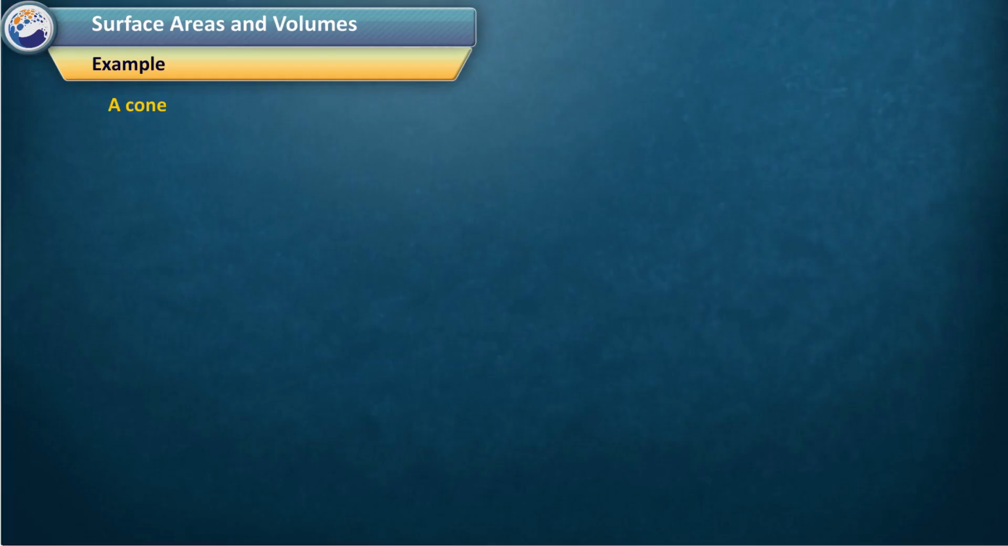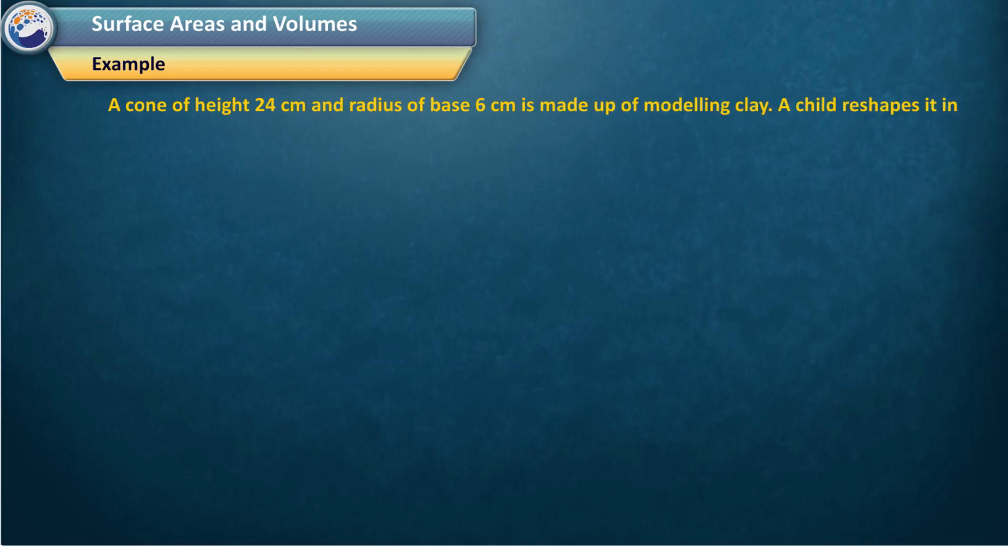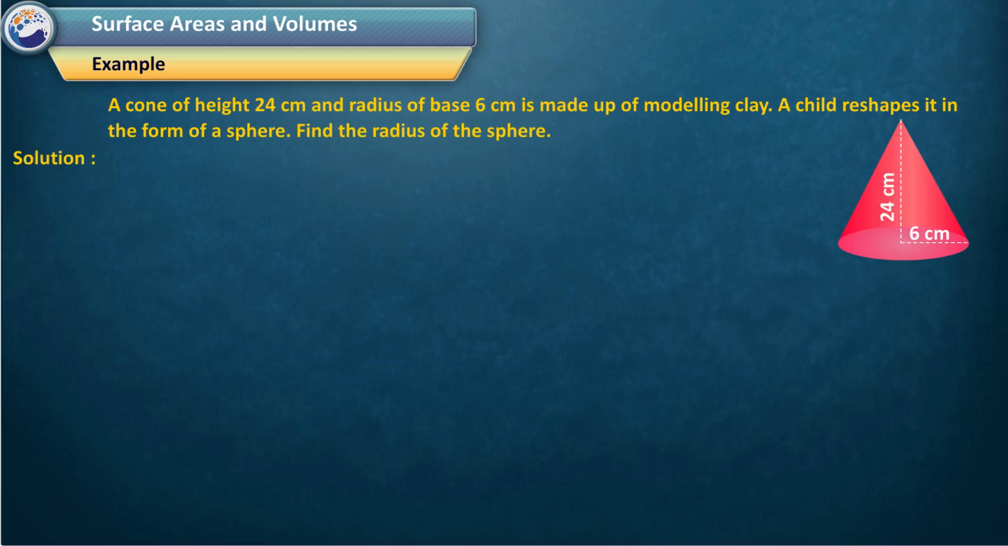Example: a cone of height 24 centimeters and radius of base 6 centimeters is made up of modeling clay. A child reshapes it in the form of a sphere. Find the radius of the sphere. Solution. Volume of cone equals 1 by 3 into pi into r square into h equals 1 by 3 into 3.14 into r square into 24.